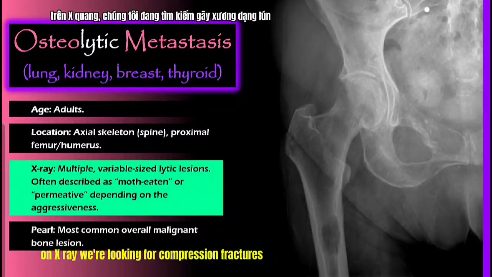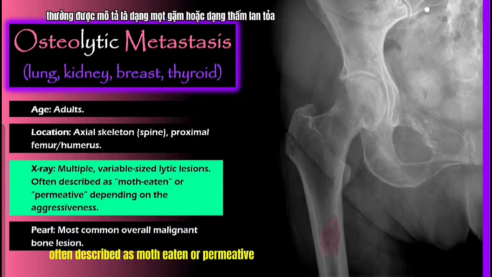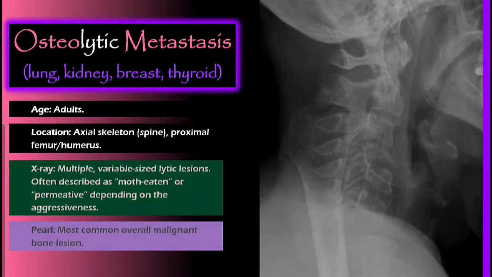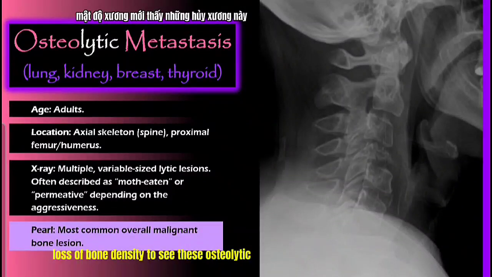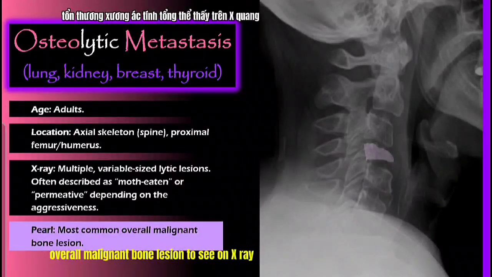On X-ray, we're looking for compression fractures or multiple variable-sized lytic lesions, often described as moth-eaten or permeative, depending on their aggressiveness. It takes 30 to 50% loss of bone density to see these osteolytic changes on an X-ray, and it's still the most common overall malignant bone lesion to see on X-ray.